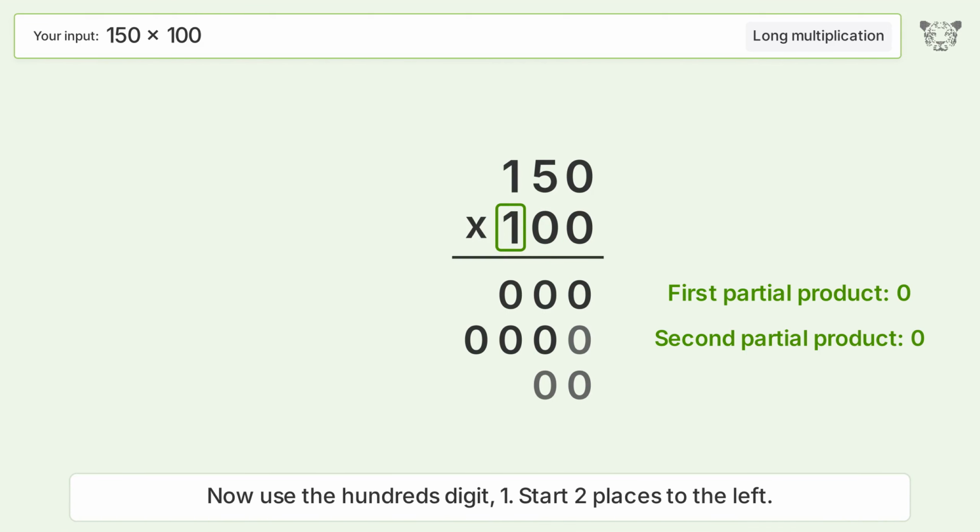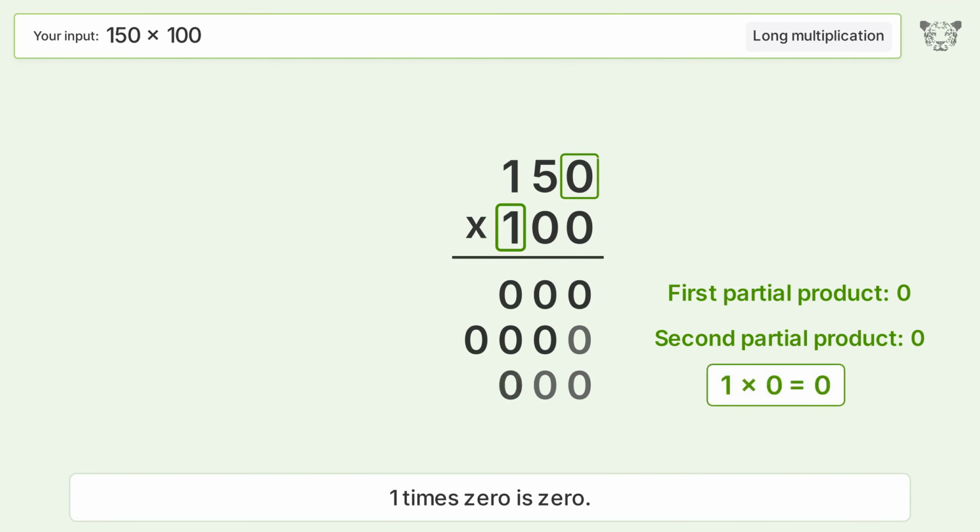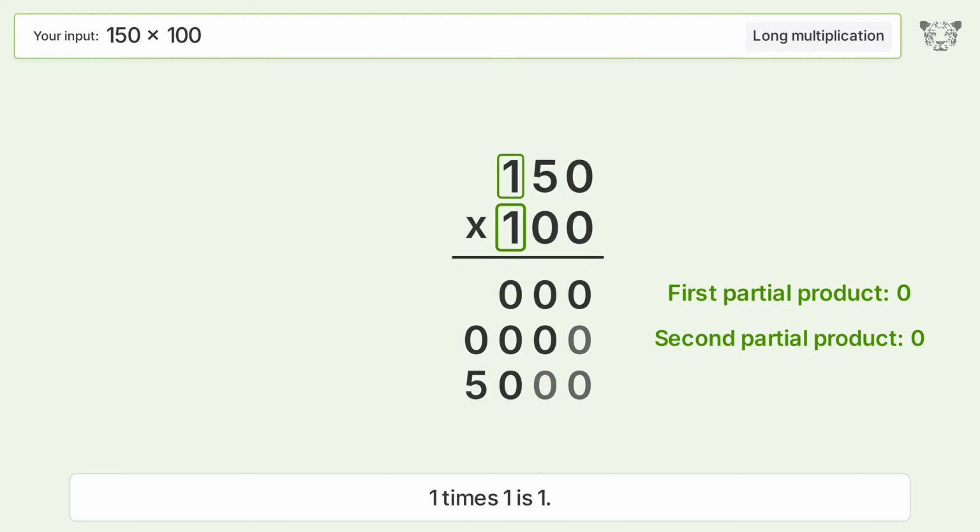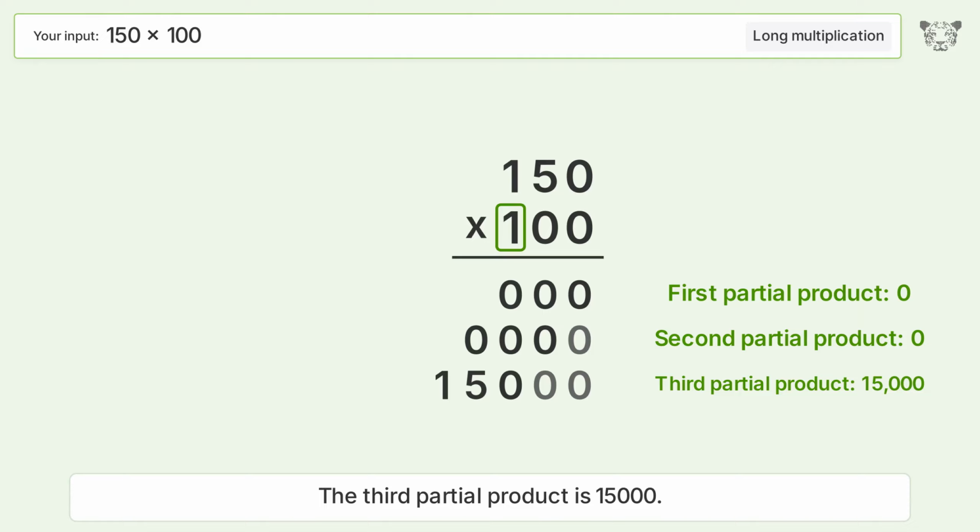Now use the hundreds digit, 1. Start two places to the left. 1 times 0 is 0. 1 times 5 is 5. 1 times 1 is 1. The third partial product is 15,000.